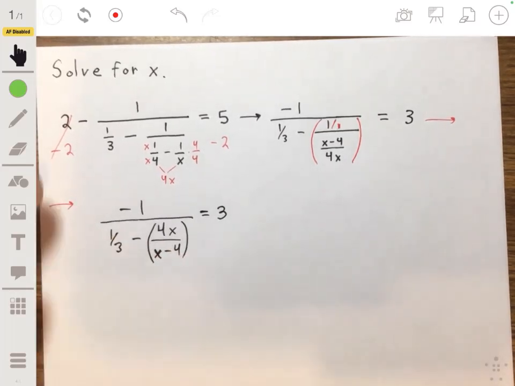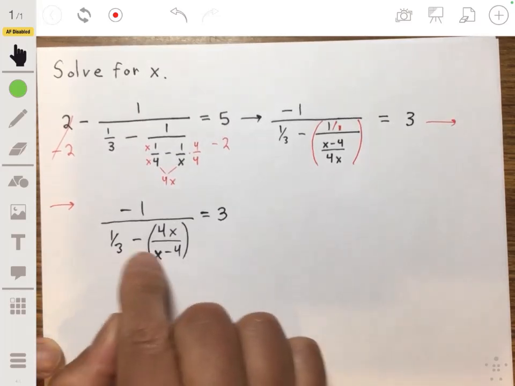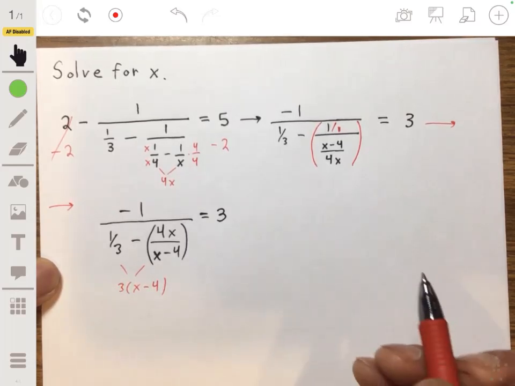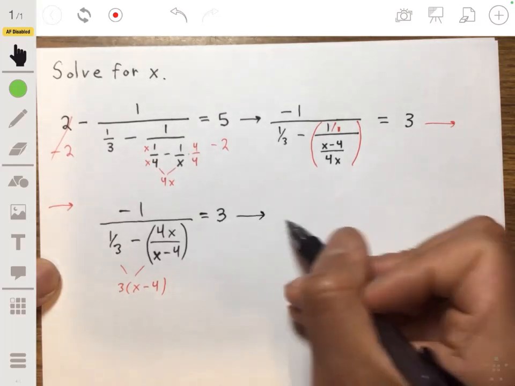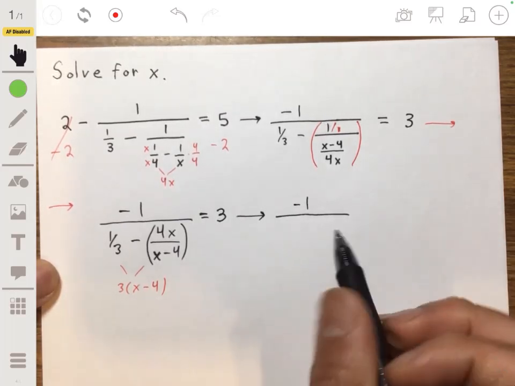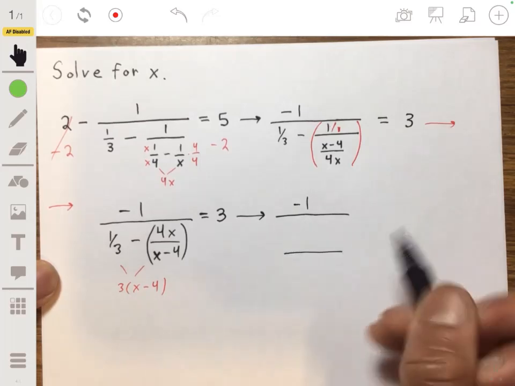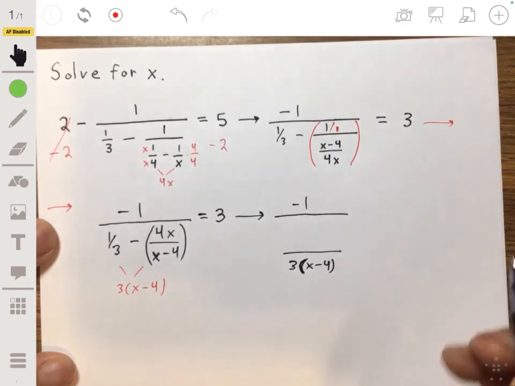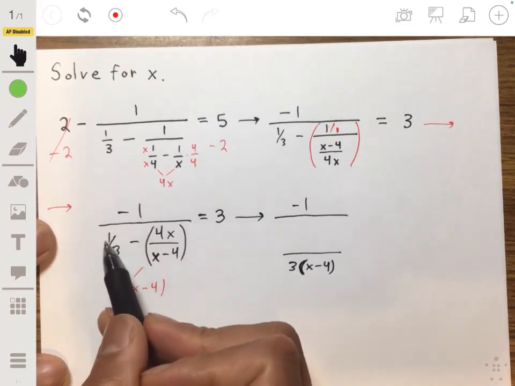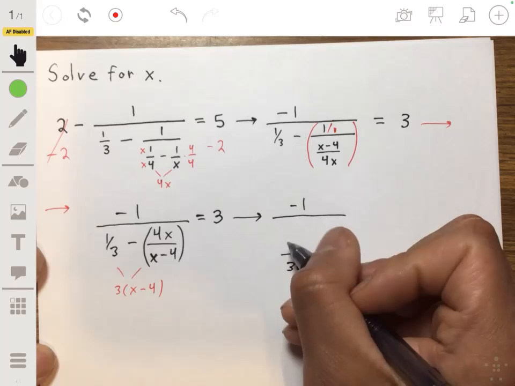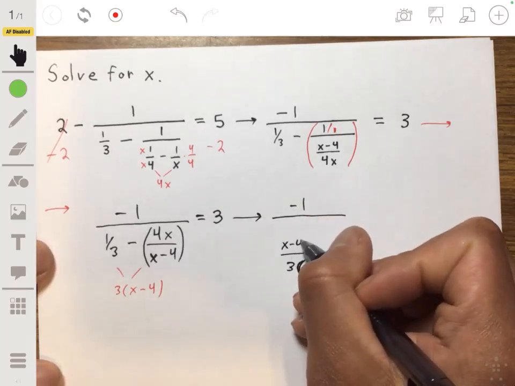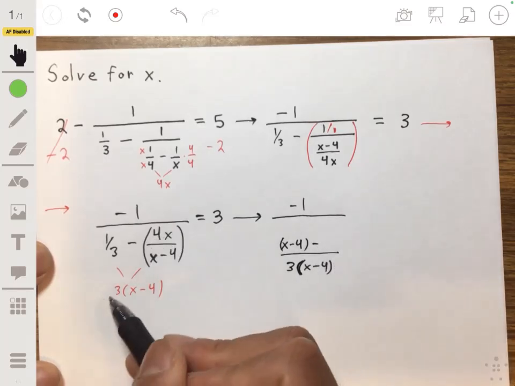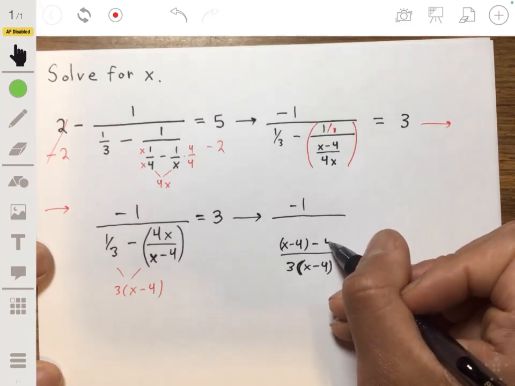Now we're going to combine these two fractions. Now we're going to make them both have a denominator of 3 times x minus 4. So then let's write this over here. If we want this denominator to be 3 times x minus 4, we're going to need to multiply this by x minus 4 over x minus 4. So we're going to have x minus 4 on the left, minus, and then this 4x we need to multiply by 3. So we're going to have 4x times 3.